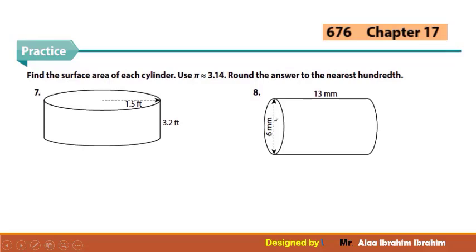The same idea, the radius is 3. I find the area of a circle, pi r squared, meaning pi times 3 to the power 2, and find the answer to the nearest hundredth, remember. Plus the lateral area, which is 2 pi r times height. So 2 times 3.14 times 13. Then I add this result to the other result, but I multiply by 2 because I have 2 circles. This answer and this answer.